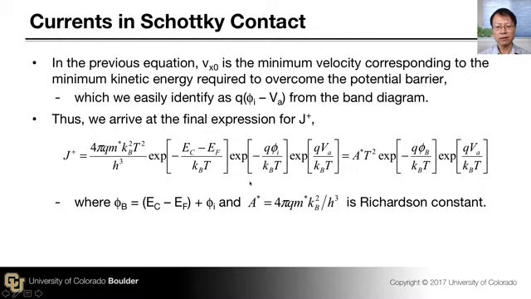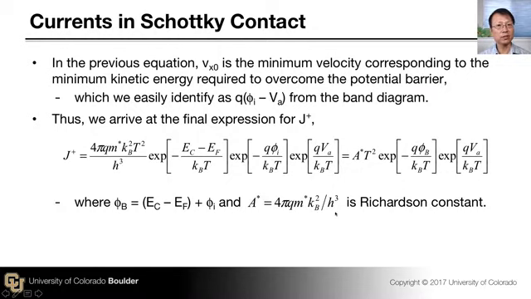Then you arrive at the final expression for J plus, the current density in the positive x direction, and that is this. The entire quantity here is lumped into this A star, except for the T squared dependence. And this A star is given here. This is called the Richardson constant.